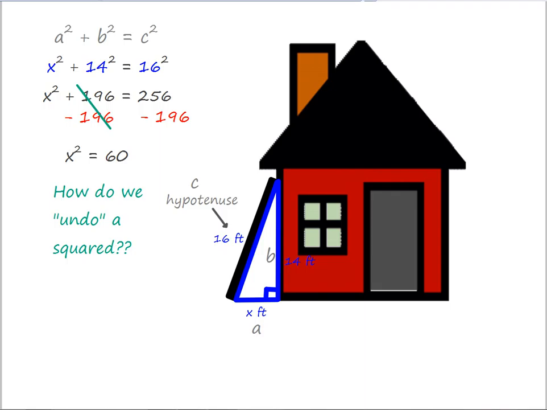We've done this before already this year. Do you remember how we did it? What's the opposite of a square? A square root. In order to get x from an x squared, I have to take its square root. Remember, when we're solving equations, what I do to one side, I have to do to the other. So if I square root x squared, I have to square root 60 as well. That's going to give me square root of x squared is just x, and square root of 60, rounding to 2 decimal places, is about 7.75 feet. That's how far away from the base of the house I need to put that ladder.